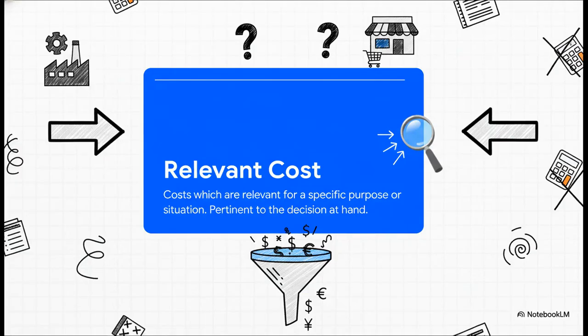And all of this brings us to the ultimate decision-making tool, filtering for what we call relevant cost. When you're facing a big choice, the only numbers that matter are the future costs and revenues that are actually going to be different depending on your decision. Everything else, sunk costs, costs that stay the same no matter what, that's all just noise. This is how you find real clarity.